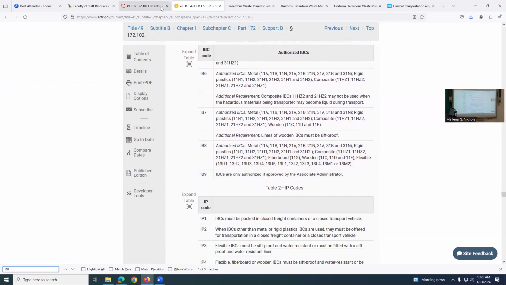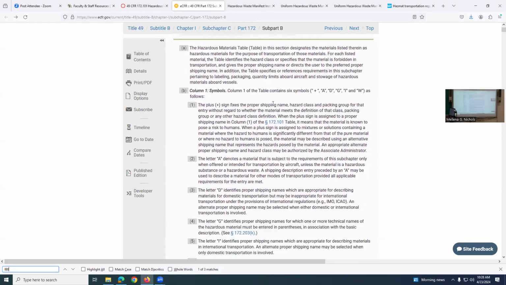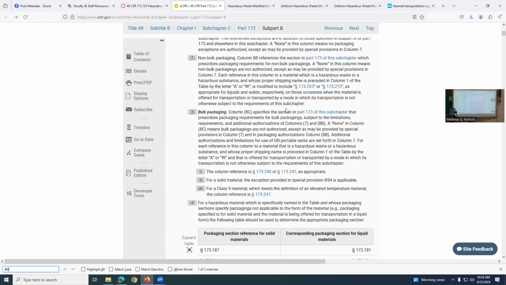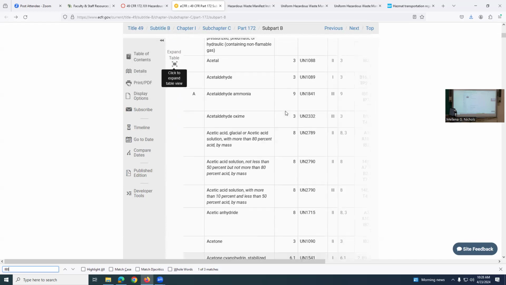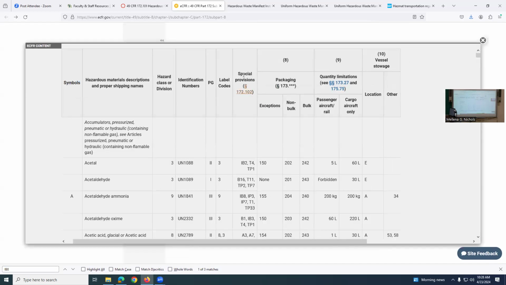When we were on the table, and we were looking at the column that had special shipping provisions. Let me go back down to the table real quick. Okay, here we are. We were looking at this column right here, special shipping provisions, because for your semester-long project, you do have to tell us for each of the chemicals whether there are any special shipping provisions.